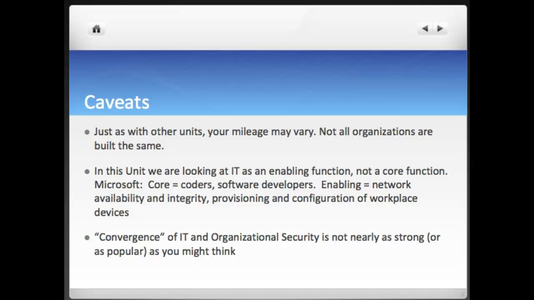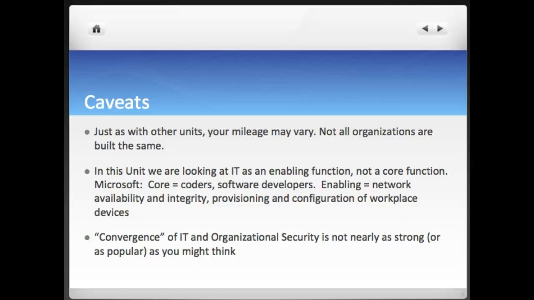But they are the average company that has an IT department that is an enabling function. And then the term convergence, which we'll talk about in a second here, where your IT and your organizational security department, especially your cybersecurity and organizational, become one organization. You'll hear that talked about quite a bit when you get into the industry. It's not really as popular nor as frequent as you might read in journals and magazines.